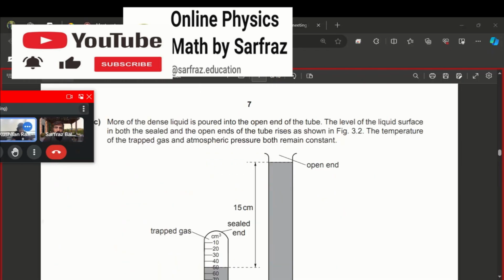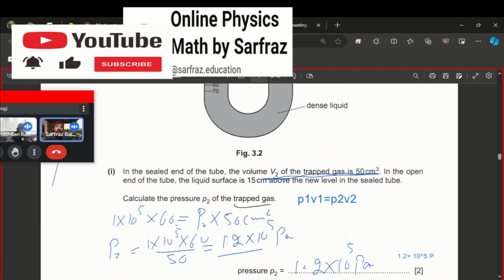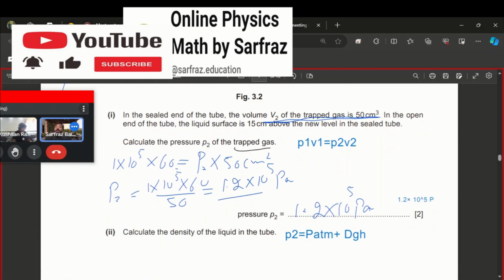Then which formula will you use? Here you will use the formula for the depth of a liquid: pressure with depth is equal to rho gh. You will use this formula. But here there are two pressures. One is atmospheric pressure, and the other is the pressure due to the liquid. So you will add up these two pressures. Have you got this?